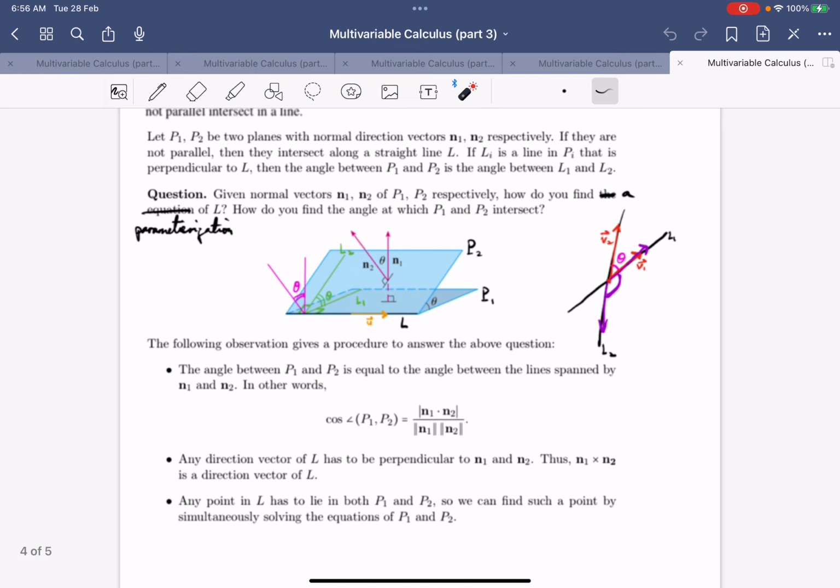And we also said that the angle between two planes can be represented by taking the absolute value of the dot product n1 dot n2 over the length of n1 times the length of n2. And the reason for that is the angle between the normals, you can show geometrically, is equal to the angle between the planes.